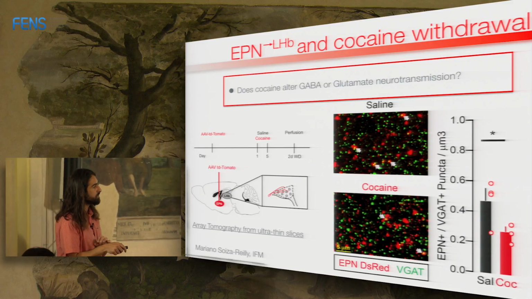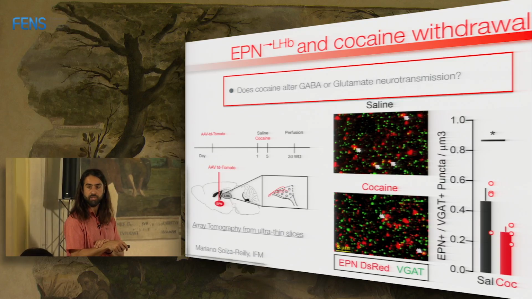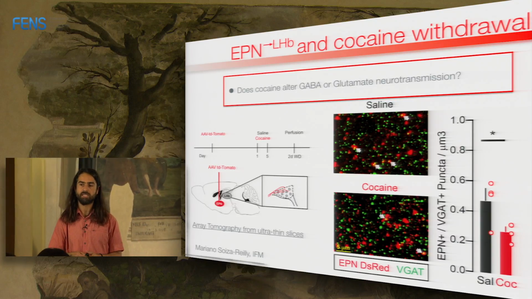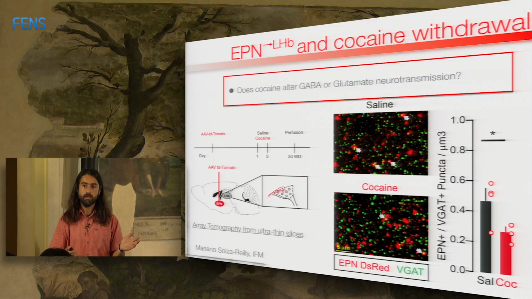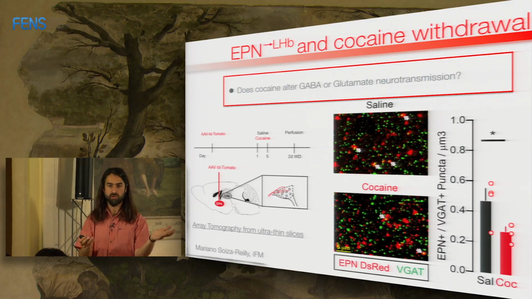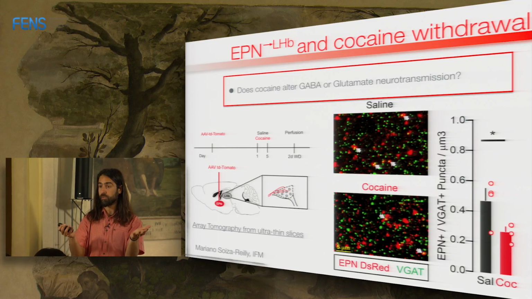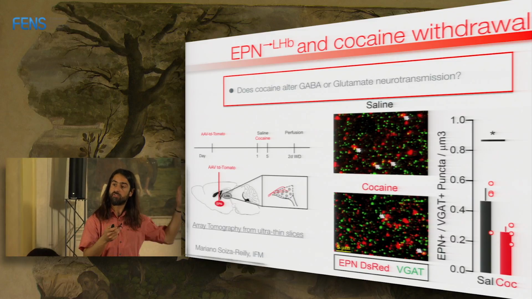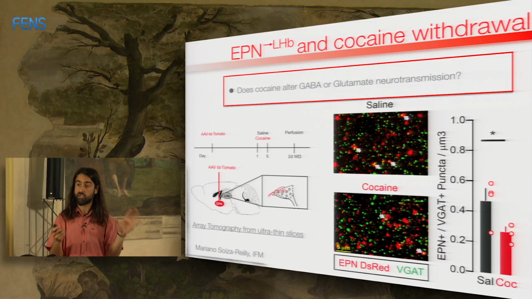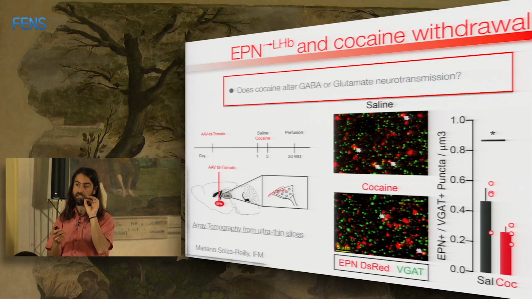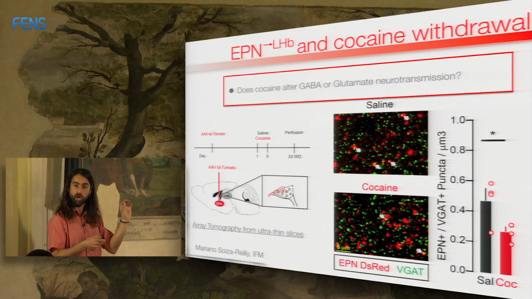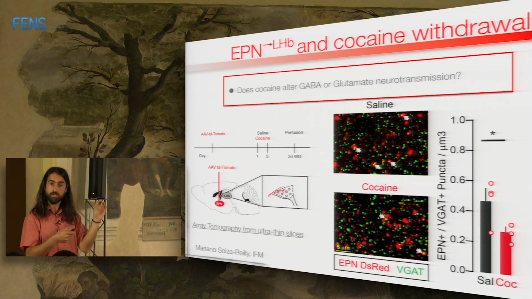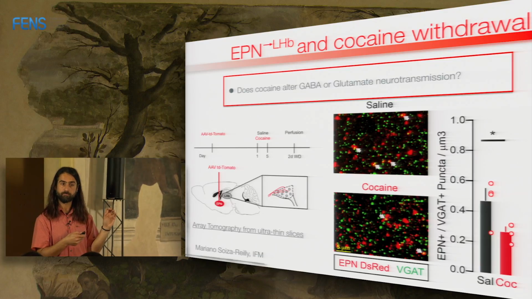What we found here was the following. In the cocaine condition, at this EPN terminal, there was a massive decrease in the staining of the vesicular GABA transporter. Yet, the vesicular glutamate transporter was not affected. The GABA-A subunit expression was not affected. The total amount of innervation from EPN to the lateral lamella was not affected. So there was a very specific decrease in the amount of this GABA transporter in the lateral lamella after cocaine.